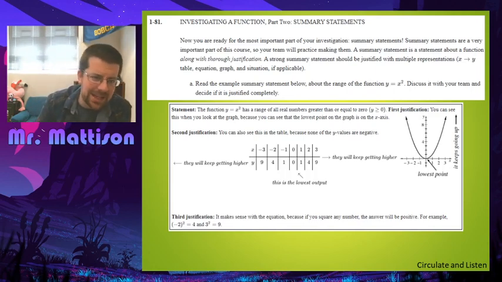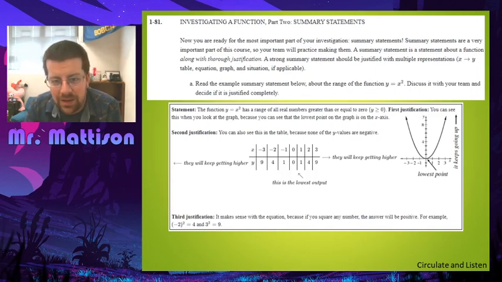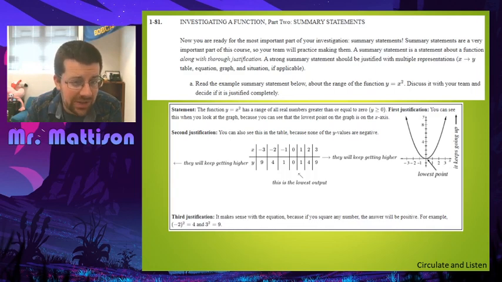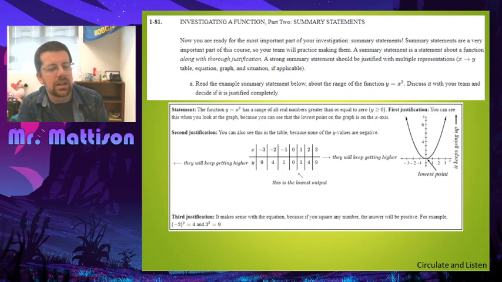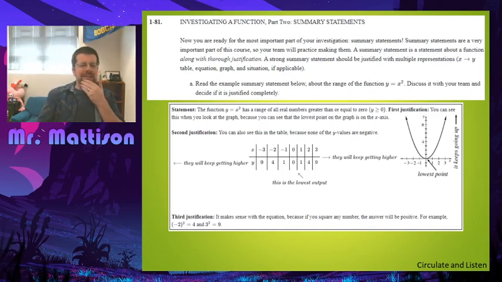Their statement is, hey, the function y is equal to x squared has a range of all real numbers greater than or equal to 0. Their first justification is that you can see on the graph that the lowest point is there. Their second justification is on a table, so they produced a table of y is equal to x squared, showing the lowest output you can get is 0. And then they also do it via the equation, trying to solve it out and plug things in. So justifications, it's nice to have those.